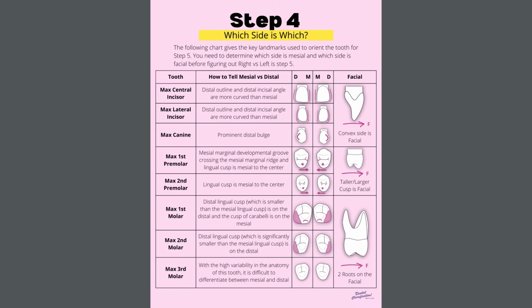The fourth step to identifying a tooth is deciding which side is which. Specifically, we're going to need to know which side is the mesial and which side is the facial before we go on to step 5, which is deciding right versus left. So I've made a chart for each tooth that will show you how to tell mesial versus distal with a picture lined up at the midline, mesial in the center, distal on the outside, and I'll also show you how to determine which side of the tooth is facial. We're going to need this mesial and facial for the next step.